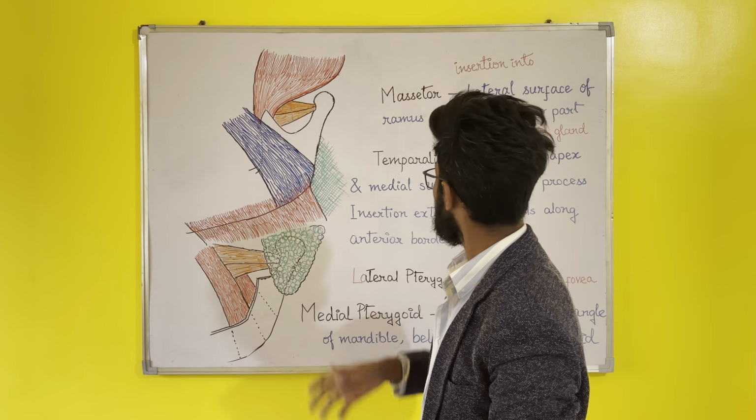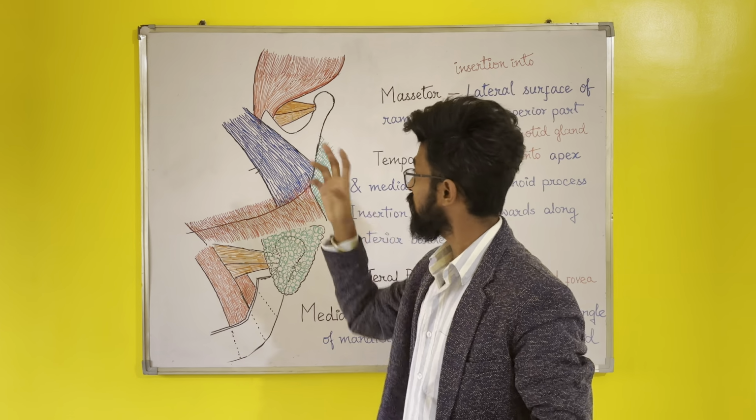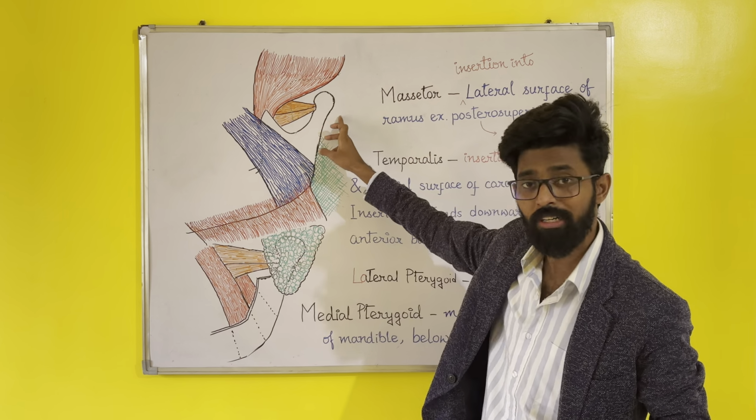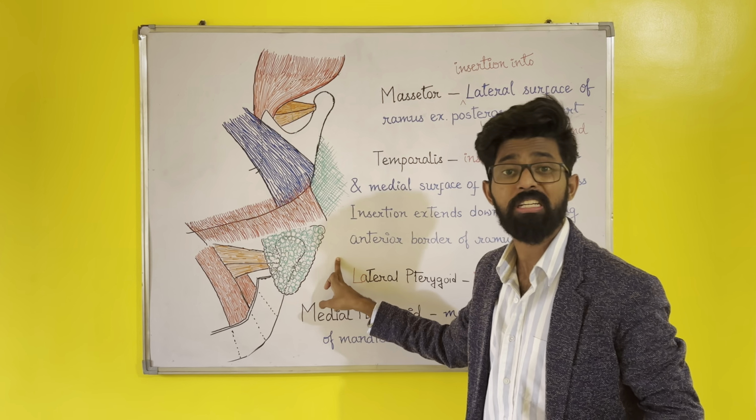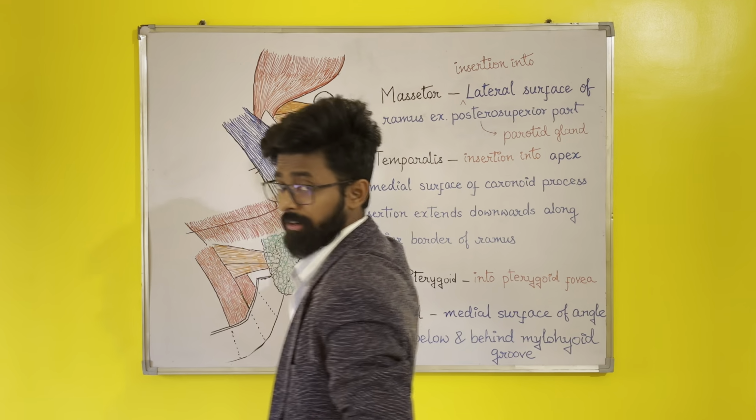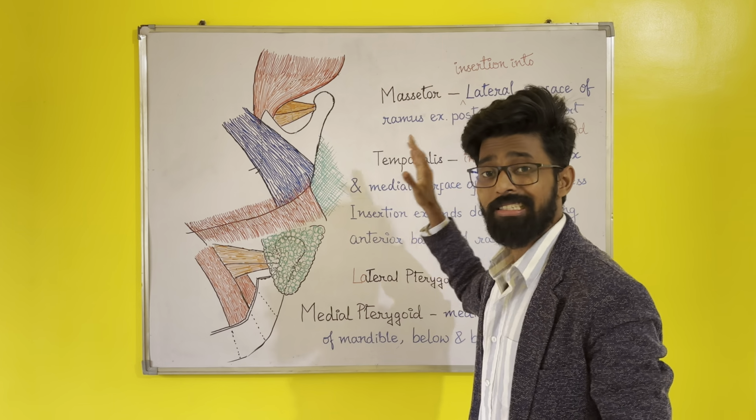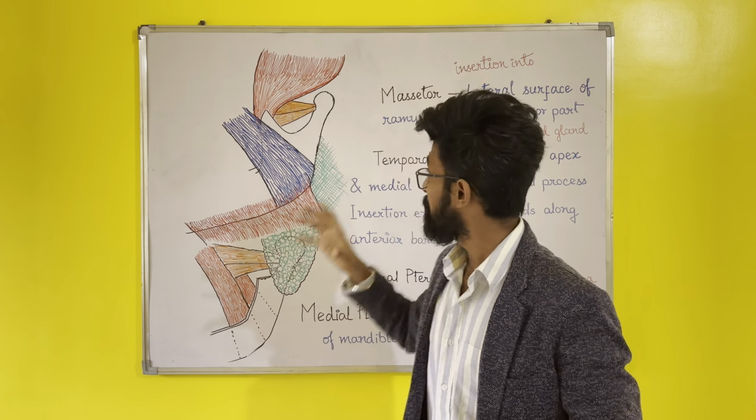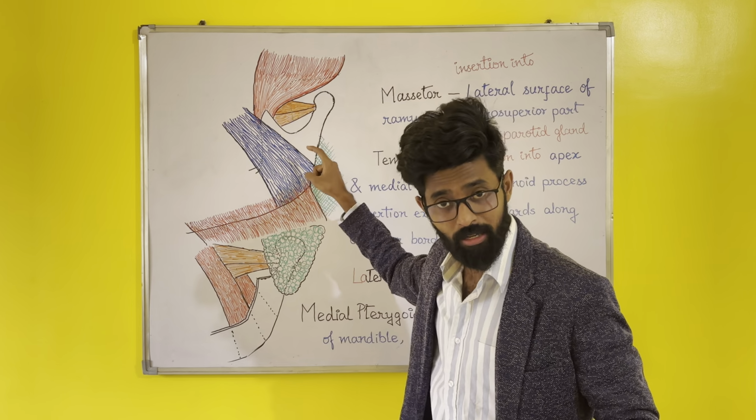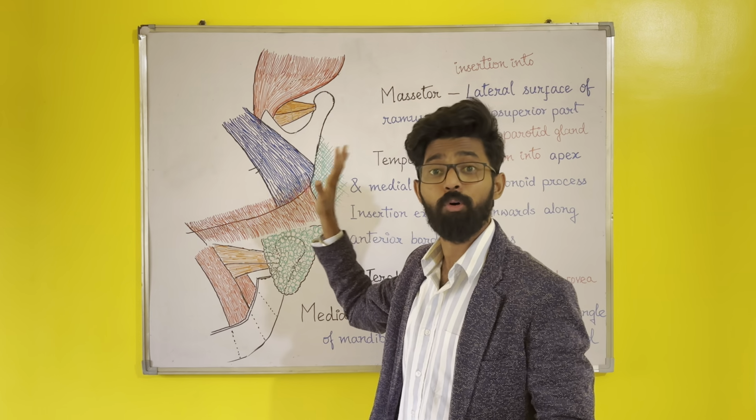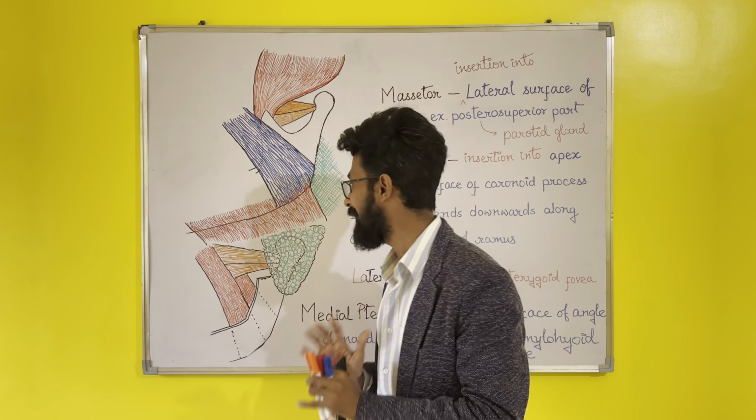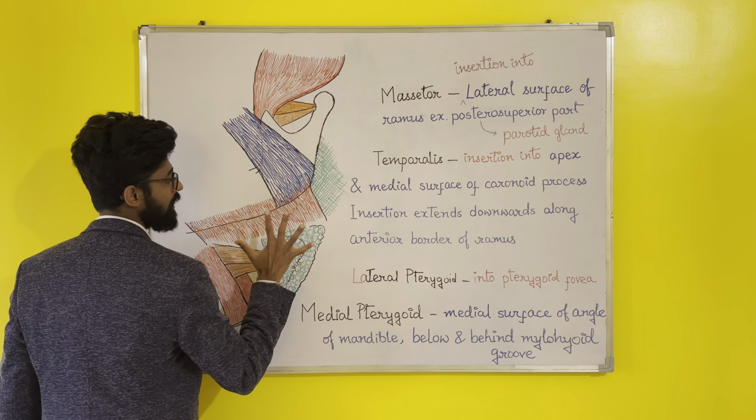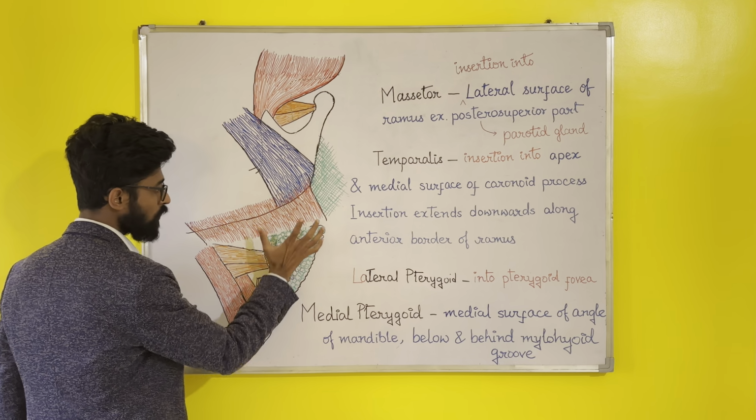Now what is there in the posterior superior part? The posterior superior part is covered by this triangular structure. I haven't drawn it there, I have drawn it here. This triangular structure is the parotid gland. So the first point is masseter is inserted into the lateral surface of the ramus except the posterior superior part. The second point is the posterior superior part of the ramus of the mandible is associated with the parotid gland, or it houses the parotid gland. As you can see here, the ramus has been made in dotted lines and the parotid gland is over this ramus. So this is the parotid gland.